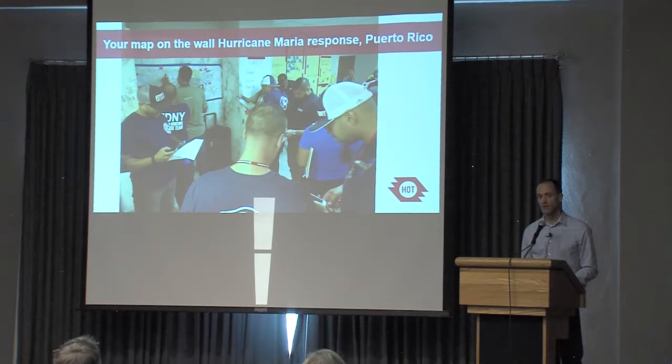So this is a photo taken with some of the teams from FEMA and American Red Cross, who were supporting the response on the ground in Puerto Rico. And if you look really carefully in the background, you can see the wall is completely covered with maps, and these are all maps that are printed directly from OpenStreetMap.